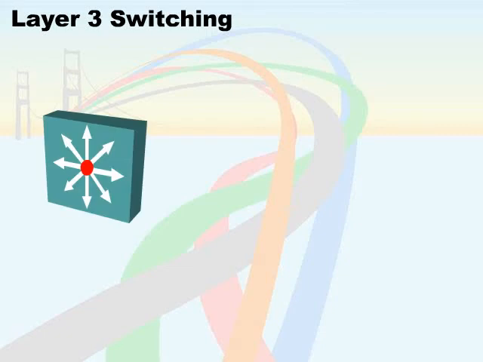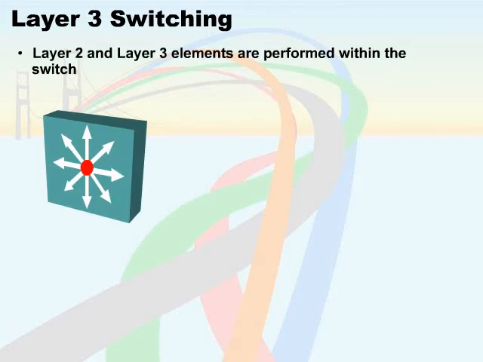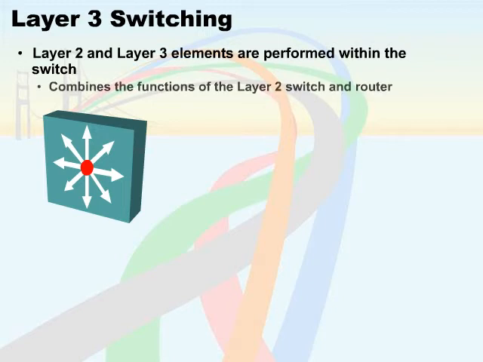With Layer 3 switching, both the Layer 2 and Layer 3 elements are performed within the switch. This is the icon for a switch that actually performs in an additional layer other than Layer 2, such as Layer 2 and Layer 3. The switch thereby combines the functions of the Layer 2 switch and the router.